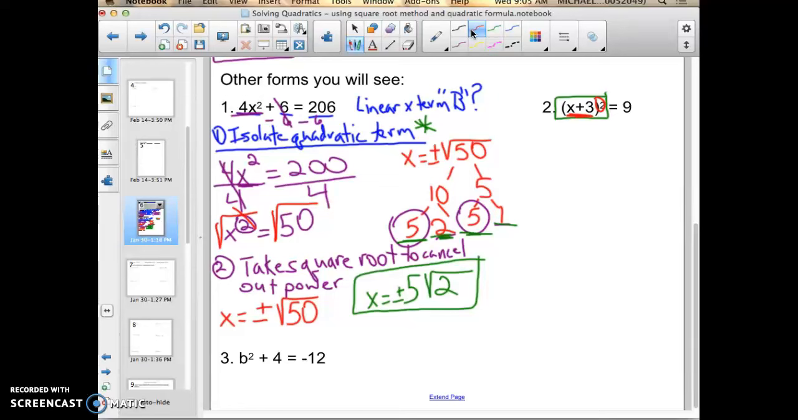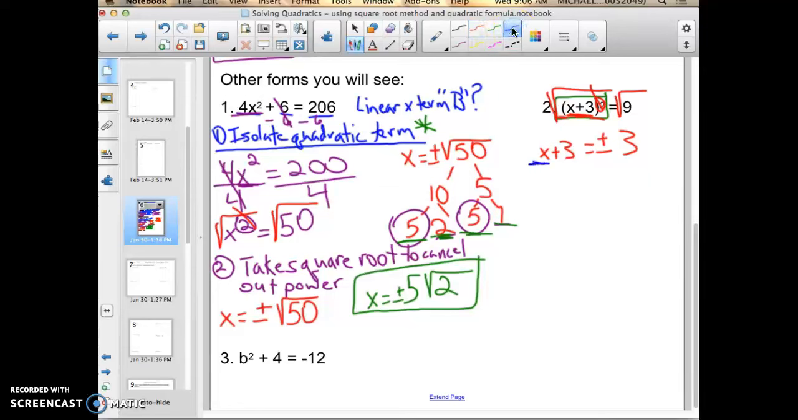So I can move on to step 2, taking the square root to cancel it out. So I'll square root this and square root this. That will free up what's inside the power on the left side because the radical cancels out the power. So I'm left with x plus 3 on the left side. I can remove these parentheses after they become free of the power. And x plus 3 equals plus and minus 3. Now it's just a simple linear equation.